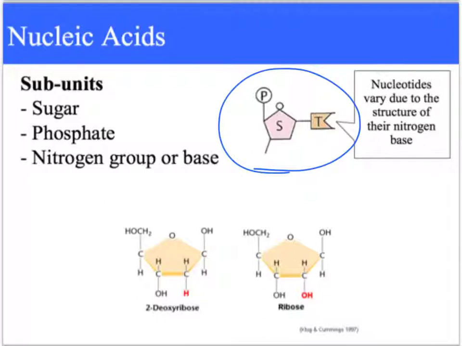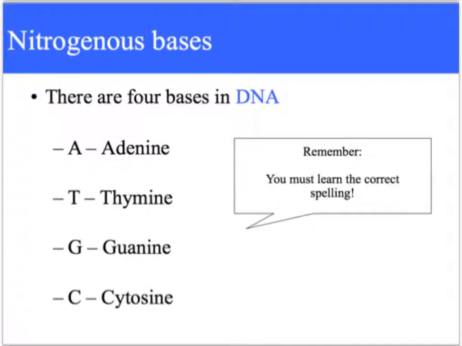The nucleotides vary due to the structure of their nitrogen base. So in DNA, there are 4 bases. There's adenine, thymine, guanine, and cytosine. You must know how to spell them correctly.